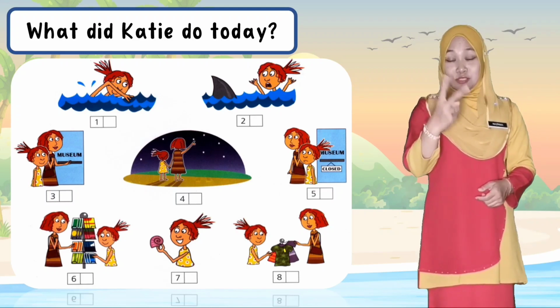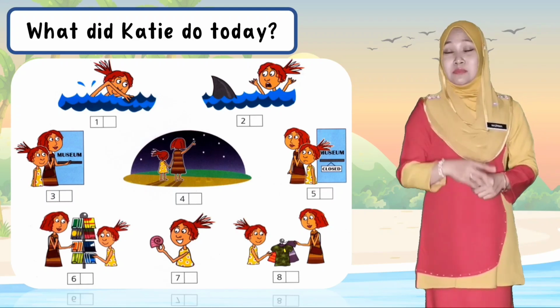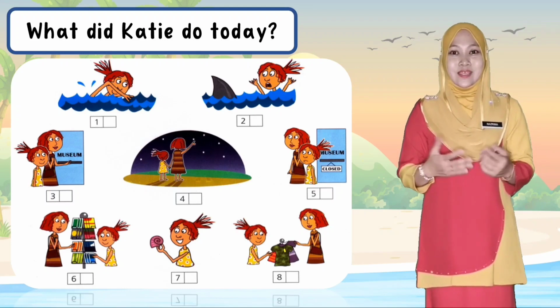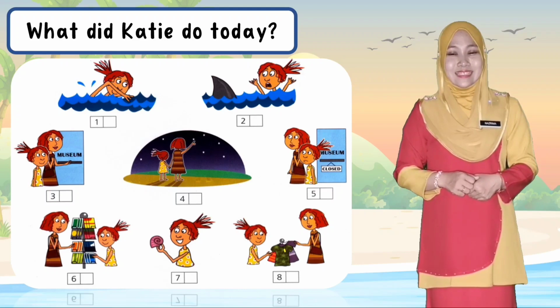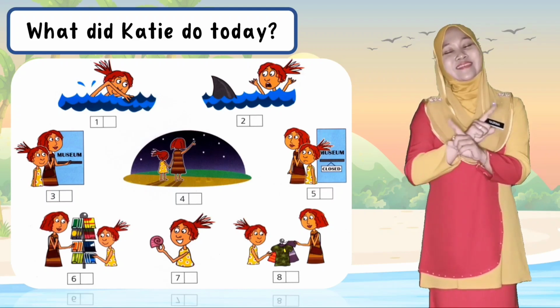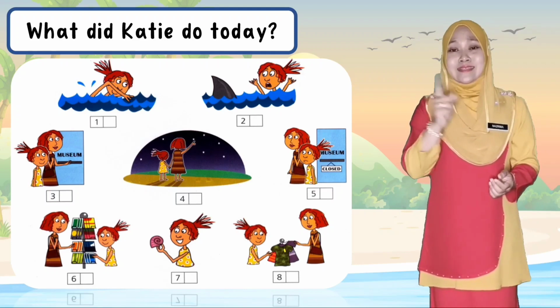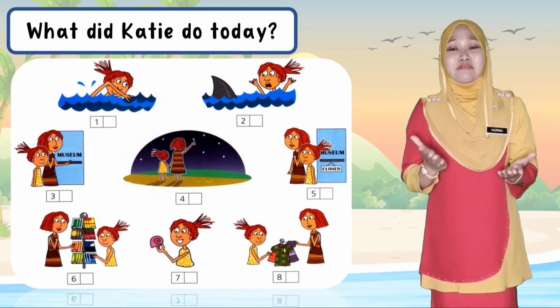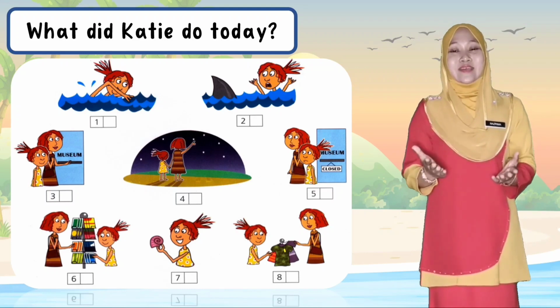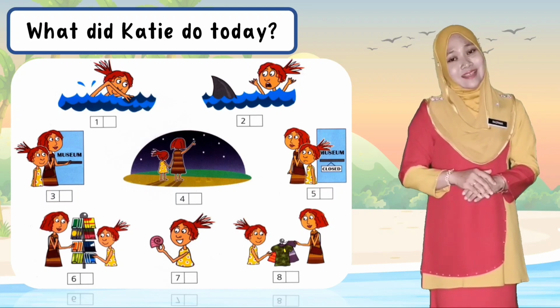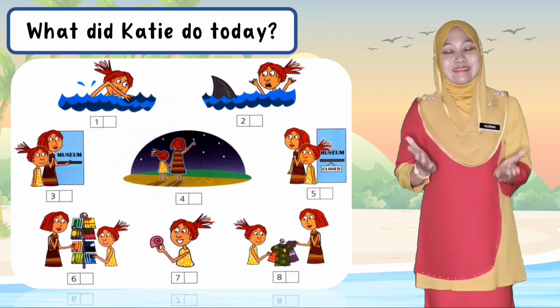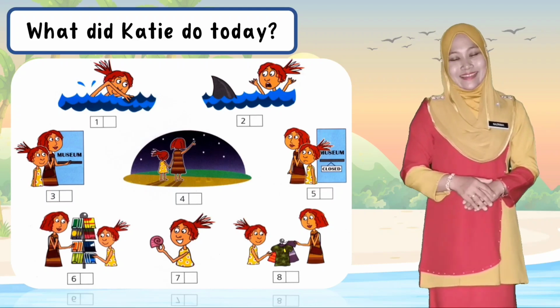How about picture number 2? Let us look at picture number 2. Do you think Katie saw the shark? Again, the answer is no. Katie didn't see the shark, but the lifeguard did. So, picture number 2 again is not the correct answer. We leave it empty like that.